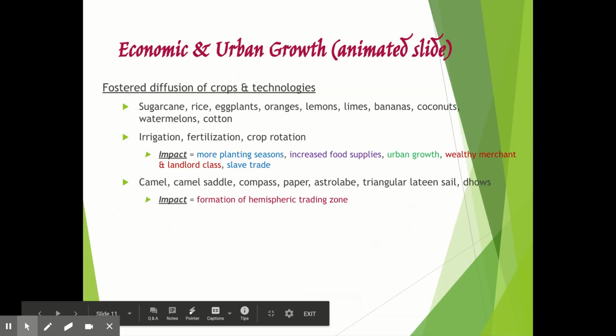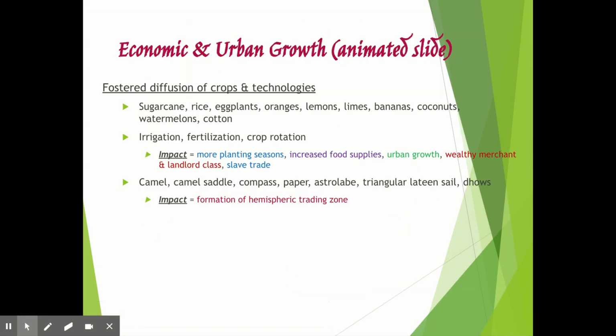All right, last but not least, we have here some diffusion that's going to take place. We're going to see a lot of new crops make their way from different parts of the world. And this is important because most of the area that we're looking at here is located on the same latitude, meaning that the climate is fairly similar. So crops can transfer across fairly easily. As these crops make their way around, we're going to see more planting seasons available, more food is going to be available. More food means more people.